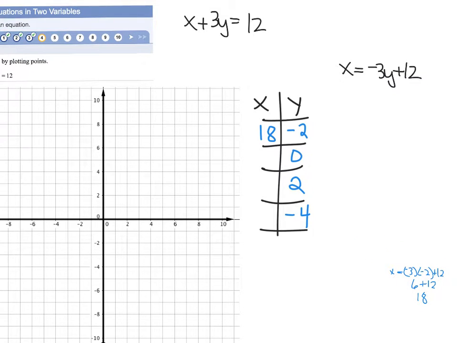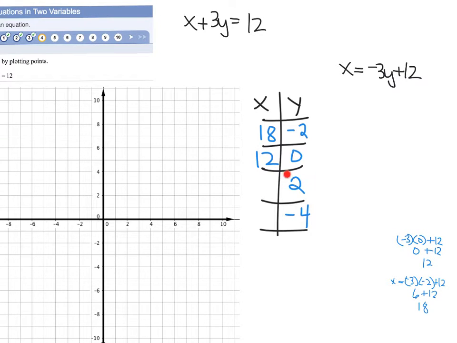All right, so now let's try y is equal to 0. So when y is equal to 0, we get negative 3 times 0 plus 12. So that's 0 plus 12, so that gives us 12. So that tells us that x is equal to 12 when y is equal to 0. So I'm going to shrink this down because we don't need him anymore.